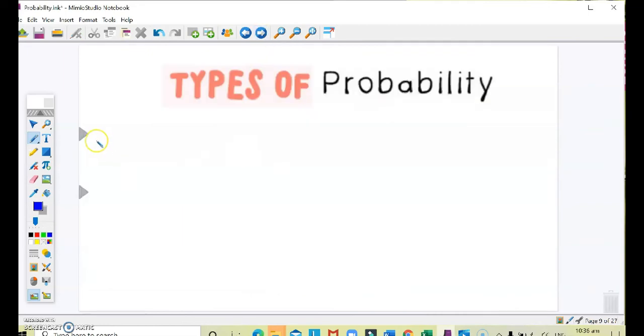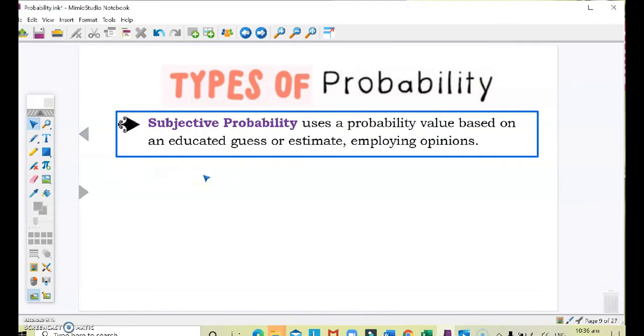There are 3 types of probability though. The first type is what we call subjective probability. It uses a probability value based on an educated guess or estimate, employing opinion. I think if you study hard, there's an 80% chance that you will pass the test. That's an estimated or educated guess. Since it's a little dark today, I think there's a 70% chance that it will rain. That's an educated guess. It employs opinion on a certain thing to happen.